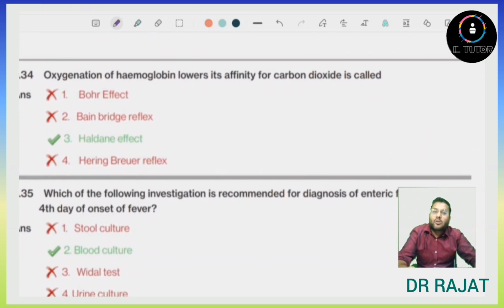Oxygenation of hemoglobin lowers its affinity for carbon dioxide is called as. First option is Bohr's effect. No. Bainbridge is totally a different thing. Haldane effect, this is true. And Hering-Breuer reflex is again a different thing. So answer here will be: oxygenation of the hemoglobin lowers its affinity for carbon dioxide is called as the Haldane effect.